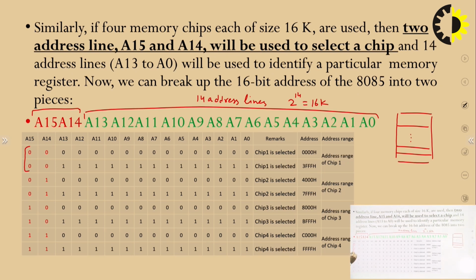This is for chip number 1. This is for chip number 2. This combination for chip number 3. And this combination for chip number 4. And we can see the address range of each chip. This is the address range of chip number 1, 0000H to 3FFFH. Here 4000H to 7FFFH is the address range of chip number 2, and similarly the address range of chip number 3 and 4 is given here in hexadecimal.